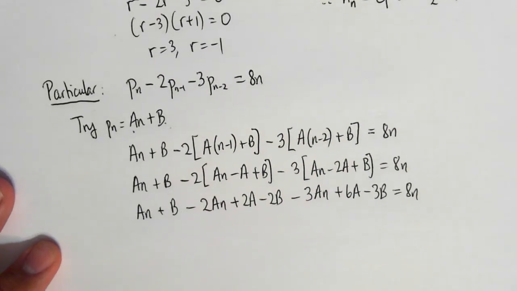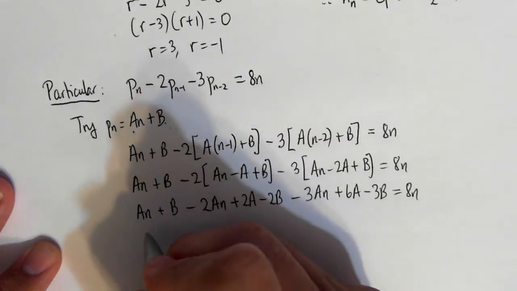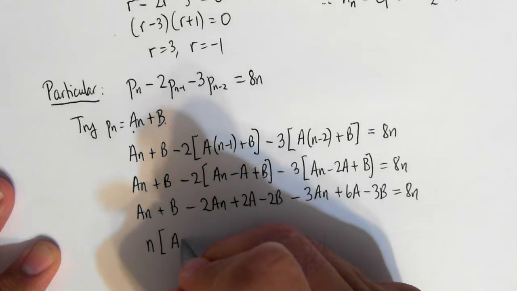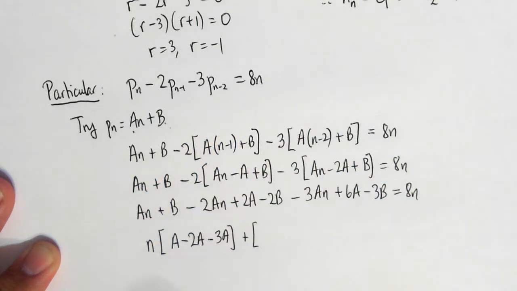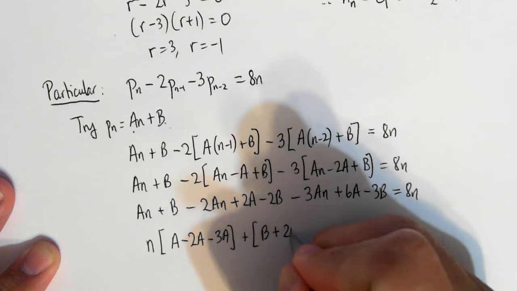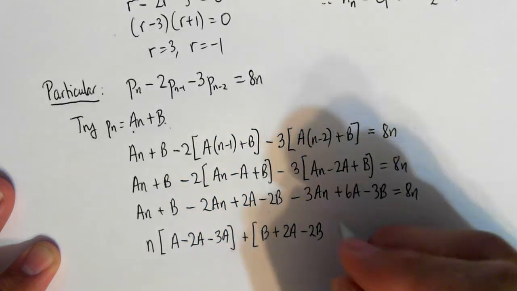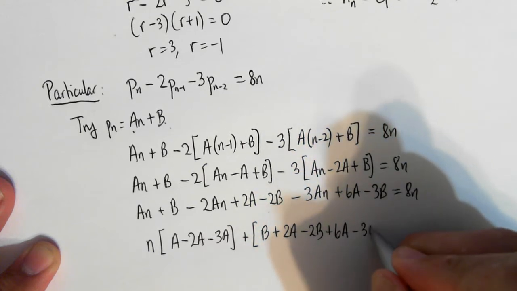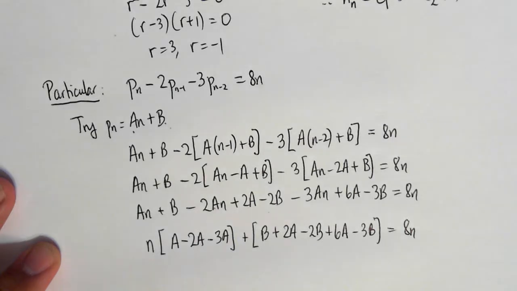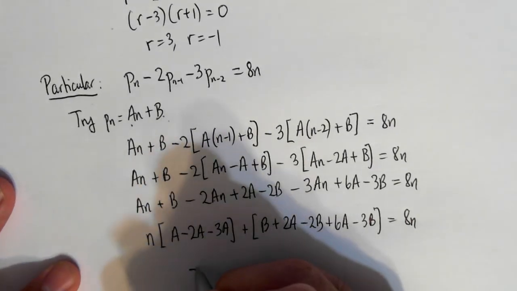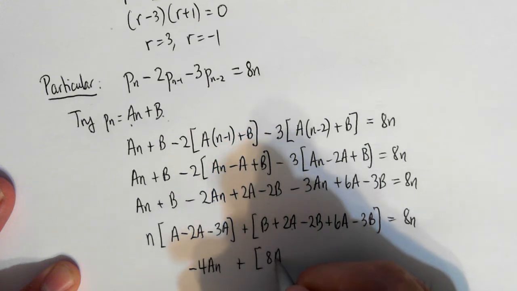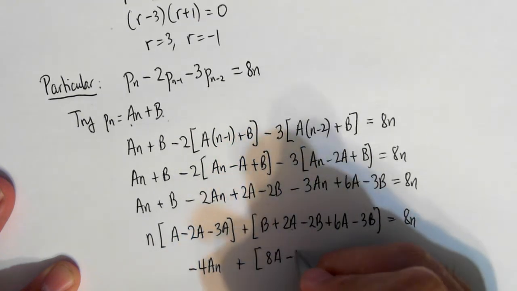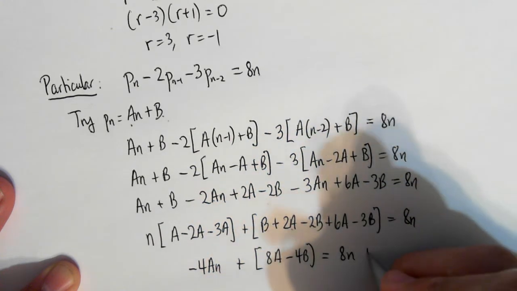Okay, so let's get everything involving n together and then everything that does not have an n together. On the left-hand side, I have n times a minus 2a, that's this term, then minus 3a. Everything that doesn't have an n, I've got b plus 2a minus 2b plus 6a minus 3b equals 8n. And so simplifying, we get minus 4an plus, over here we have 2 plus 6, 8a. Then I have minus 5b plus b makes minus 4b equals 8n plus 0.